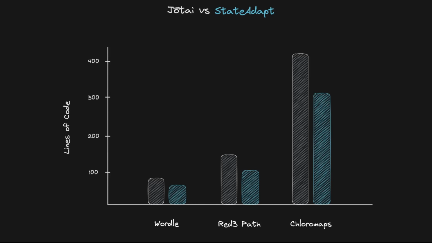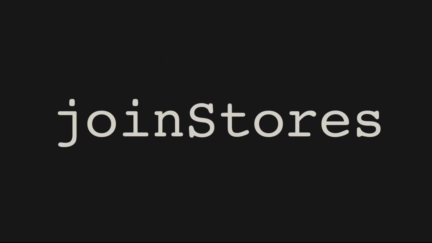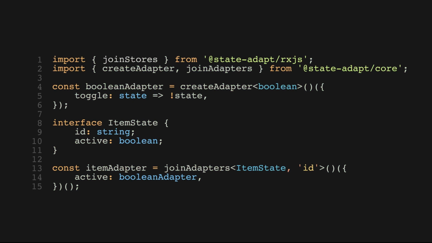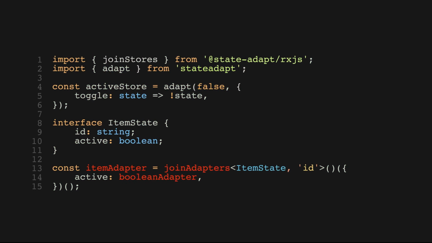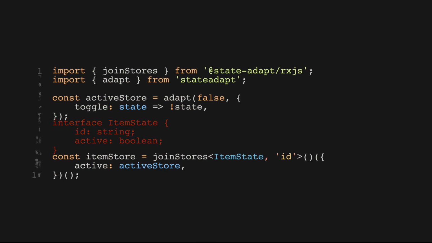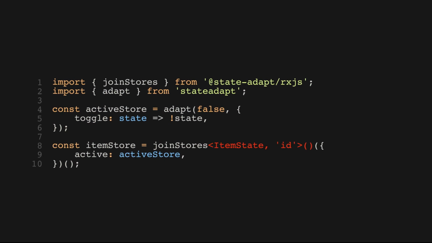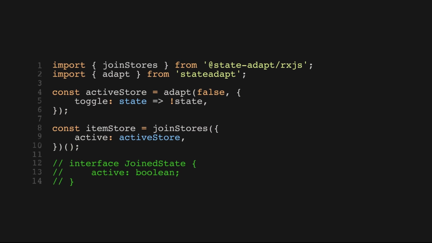Anyway, so createAdapter and joinAdapters accounted for quite a few lines of code reduced in the Red3 app and the Chloromaps app. More so the Chloromaps app. In the Red3 app, more code was reduced because of joinStores. joinStores lets you derive state from multiple stores. I designed it to use the same syntax as joinAdapters in case you want to switch between them. But rather than defining a join state type and passing it in, joinStores infers a new state type based on the stores you pass in.